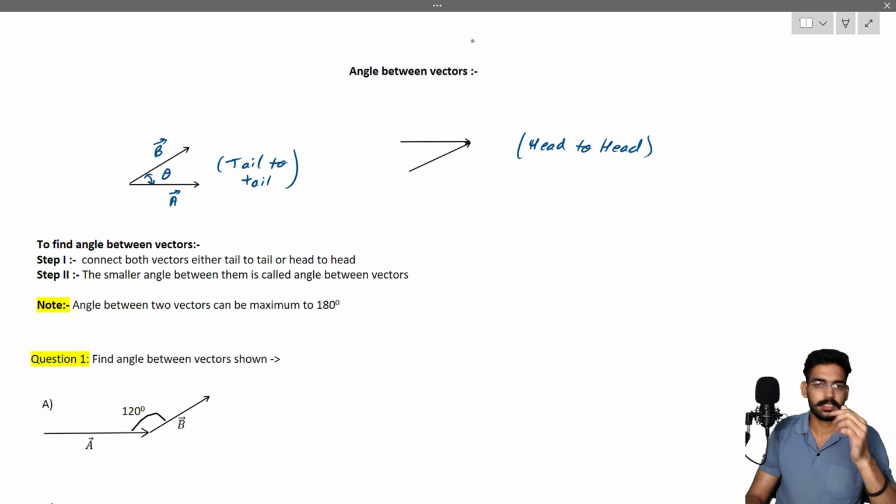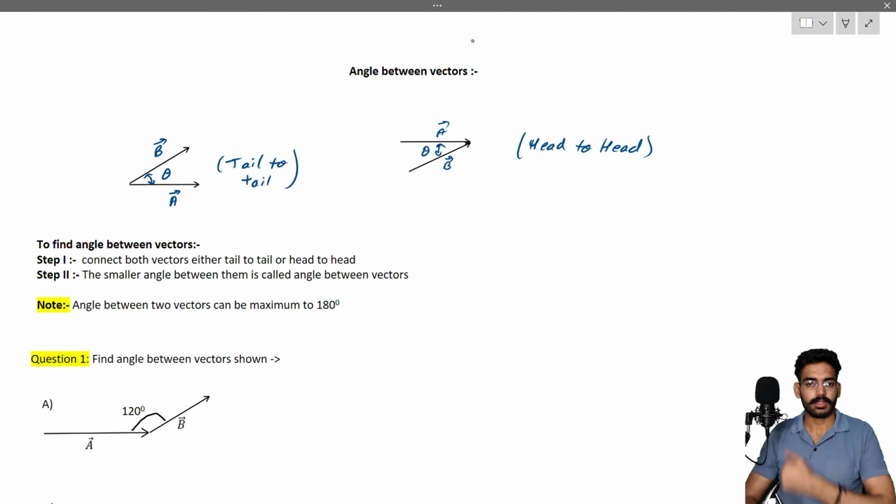You will parallelly shift one of the vectors or maybe both of them, and you will connect them and you will find out the angle between them. So this is basically your angle between the vectors. Okay, this is a step which I told you. You will parallelly shift and connect tail to tail or head to head, and then there will be two angles, one more than 180 and one less than 180. So you have to take the less than 180 angle. That will be your angle between vectors.